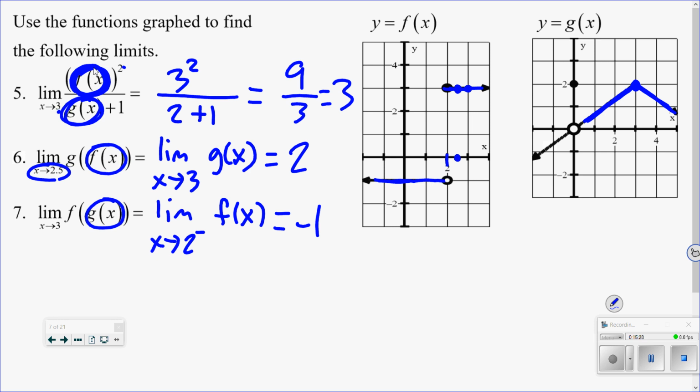Always start with the inside, so find the limit as x approaches the given number. You're just looking at the inside of the function. Then set up a new limit as x approaches the answer to the first limit problem. They're a little bit tricky, but once you get used to them, they're actually not bad.